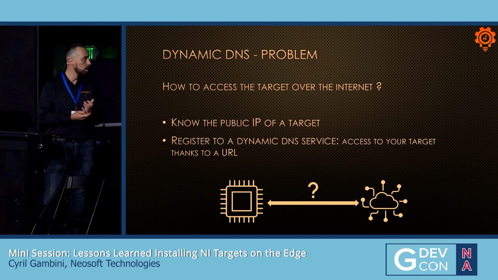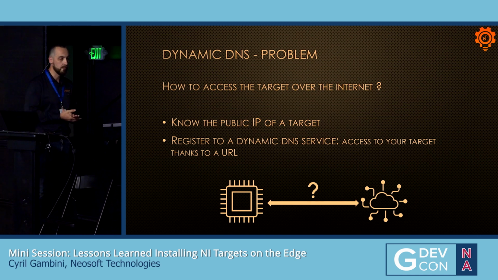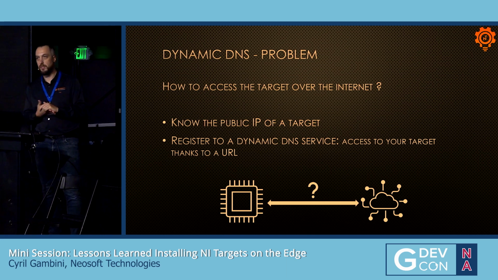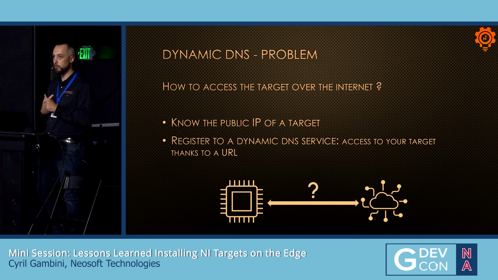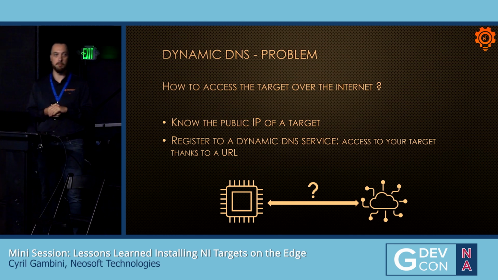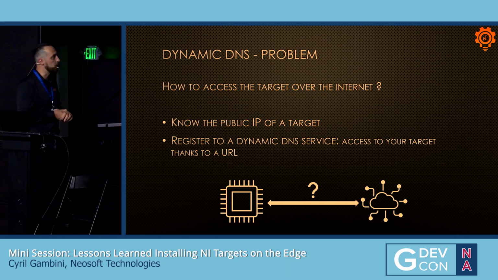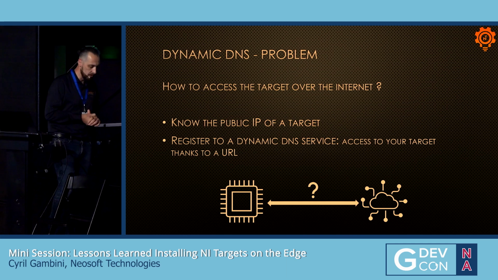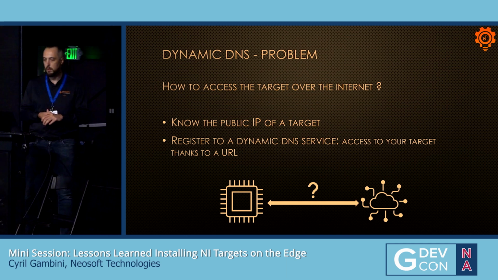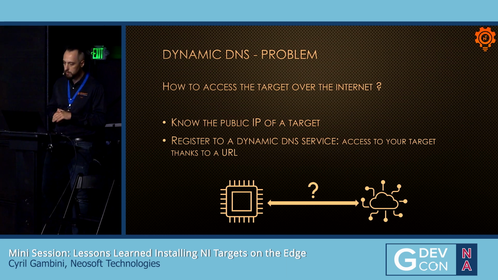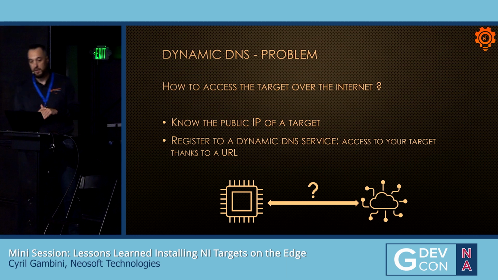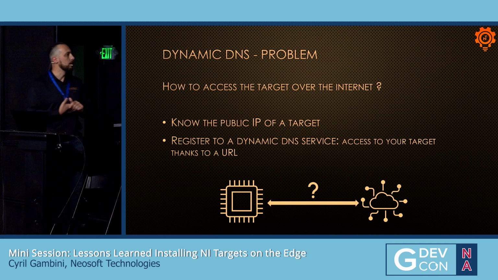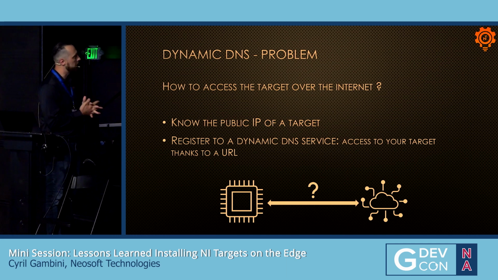First one, how to access the target over the internet. You may know when you connect a device to the internet, it has a public IP. Often we know the private IP inside our network, but every device has a public IP when it pushes things out on the internet. You have to know the public IP of the target if you want to communicate with it. Sometimes providers change your public IP over time, and so you have to track it. It's not that easy, and it can be problematic for people.